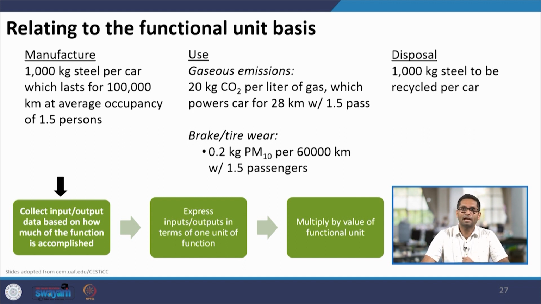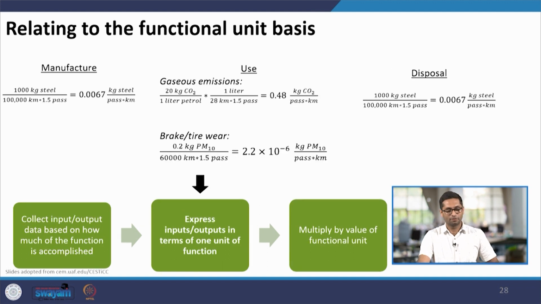Further, at the end of the life of the car, maybe after 1 lakh kilometers, it will be disposed of, it will be scrapped, and 1000 kgs of steel is recycled back. So this is with respect to putting down the different kinds of inputs and outputs. Now I would have to express all these inputs and outputs relative to one unit of the function. The function that I was discussing earlier was 1 passenger kilometer, so I would have to normalize these impacts per 1 passenger kilometer. So let us do that.